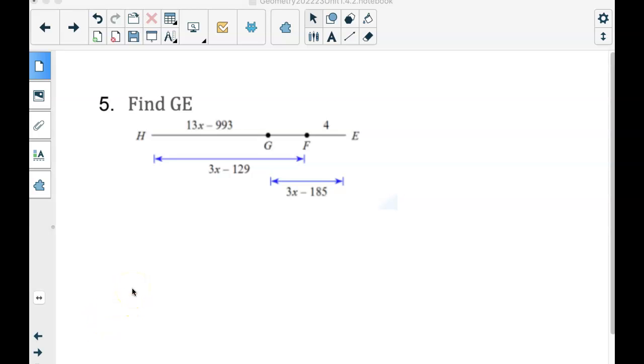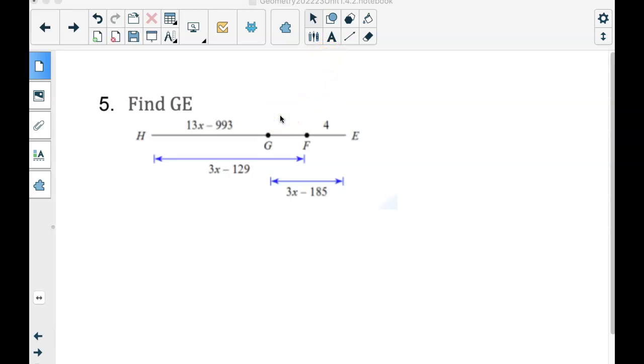Okay, so this is the problem we were working on earlier. If you notice, we have a 4 here from F to E. FE is 4. GE is the same as 3x minus 185. So I have to figure out 3x minus 185 plus 4 for this portion. Okay, so watch.